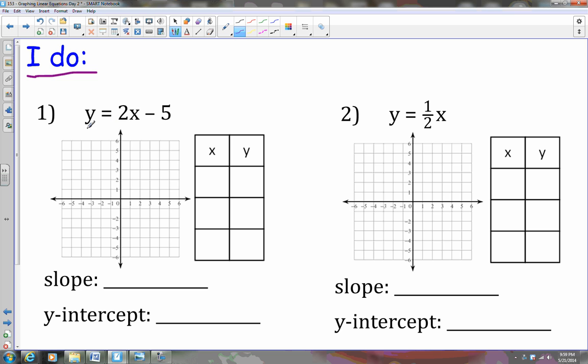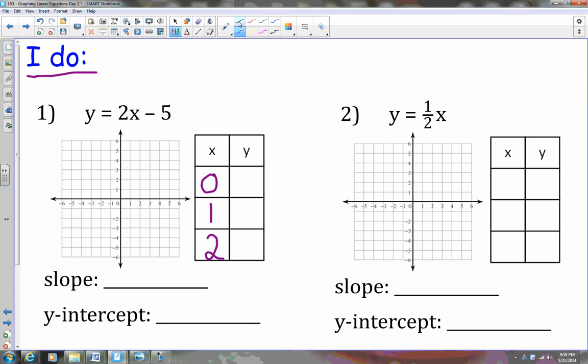We're given the equation y is equal to 2x minus 5. The first thing we need to do is pick nice values for x. I'm going to pick easy numbers of 0, 1, and 2 here. And what we're going to have to do is figure out what our y's are and use that to graph our line.